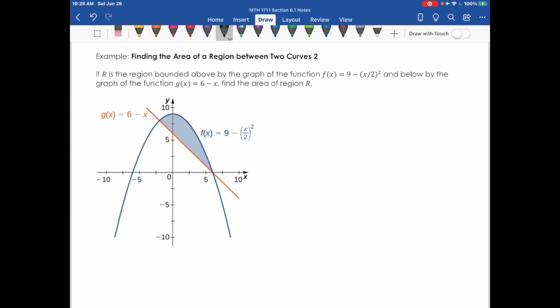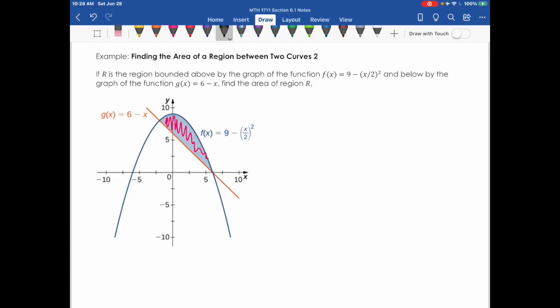In this next example, we're going to find the area of the region that's bounded between two curves. It says if R is the region bounded above by the graph of the function 9 minus (x over 2) squared and below by the graph of the function 6 minus x, we want to find the area of region R. So we're trying to find this shaded area here.